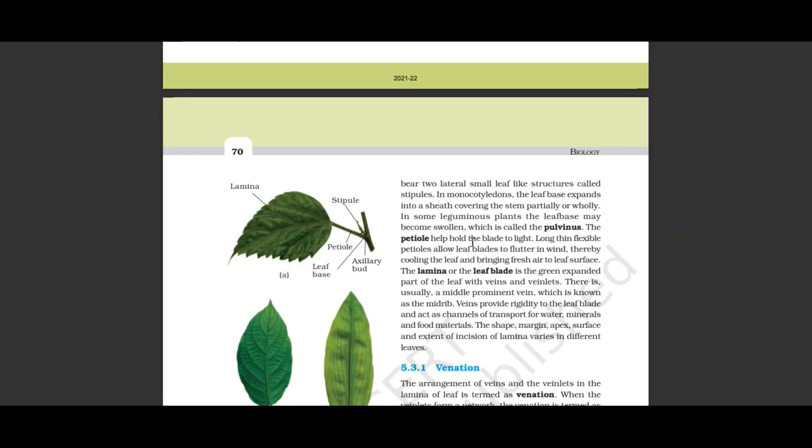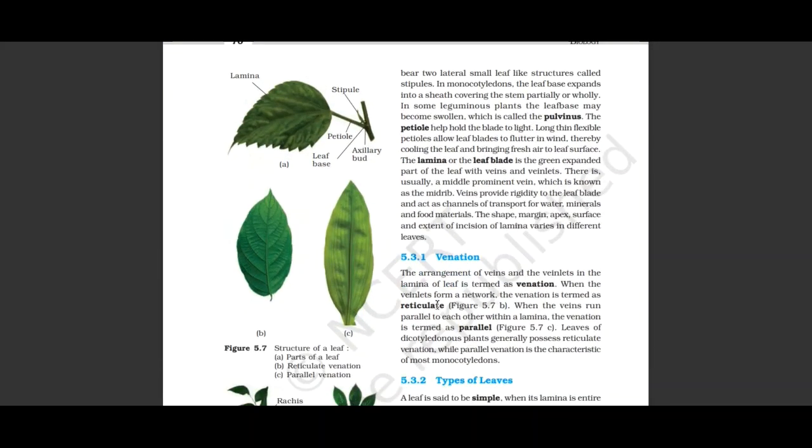The petiole helps hold the blade to light. Long, thin, flexible petioles allow leaf blades to flutter in wind, thereby cooling the leaf and bringing fresh air to the leaf surface. The lamina or the leaf blade is the green expanded part of the leaf with veins and veinlets. There is usually a middle prominent vein which is known as the midrib. Veins provide rigidity to the leaf blade and act as channels of transport for water, minerals, and food material. The shape, margin, apex, surface, and extent of incision of the lamina vary in different leaves.